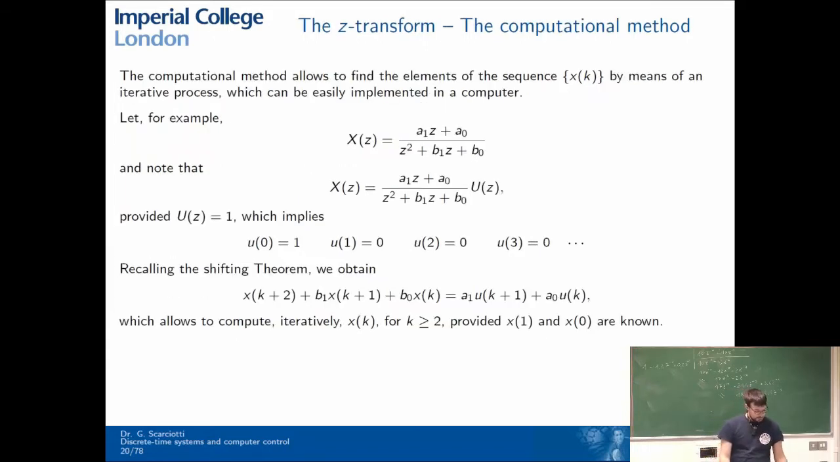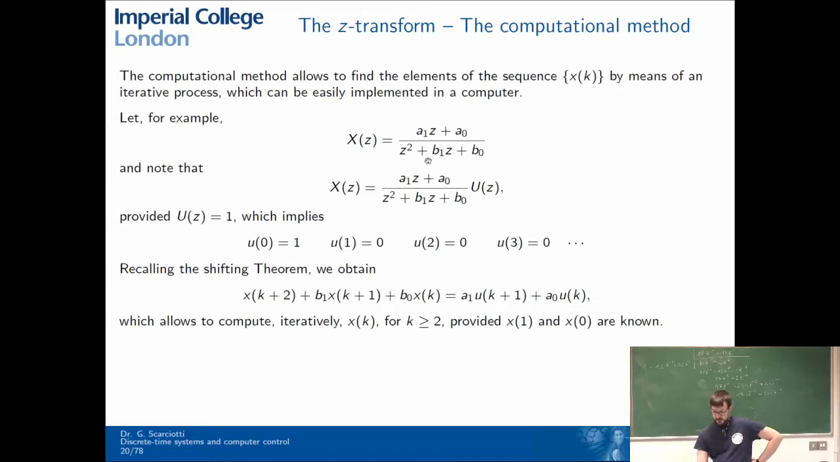The next method that we see is the computational method. The computational method is very useful to interpret the z-transform when you want to implement a control law using a microcontroller. And the computational method is what you use, for instance, when you use MATLAB to generate the sequence that produced a certain z-transform. So to explain the computational method, we use an example. The example is the following.